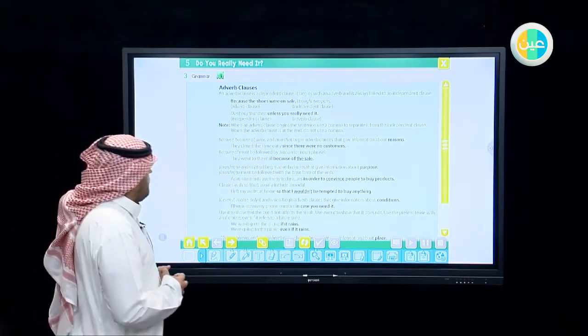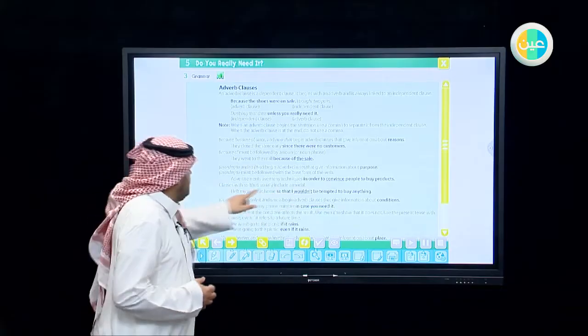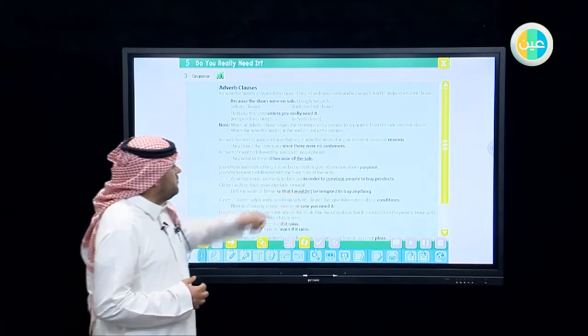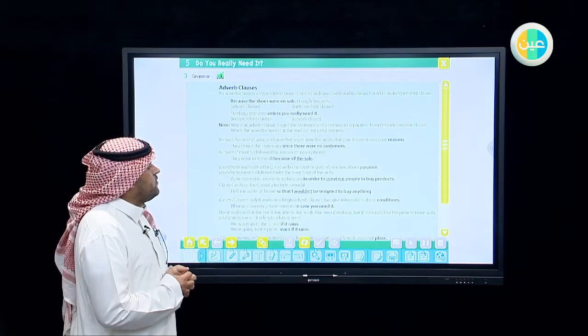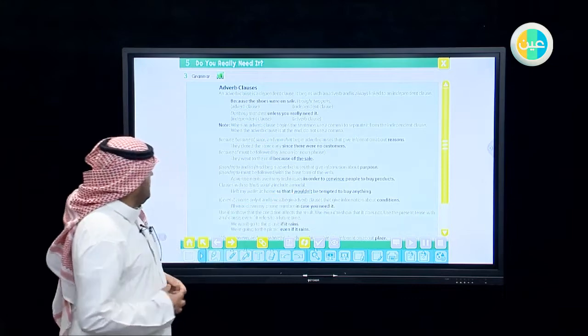Clauses with so that usually include a modal, a modal like wouldn't. Here: I left my wallet at home so that I wouldn't be tempted to buy anything. Okay, this is the modal verb.